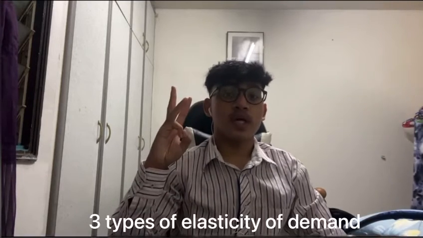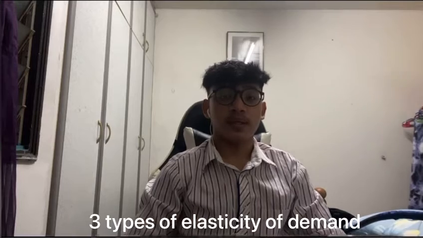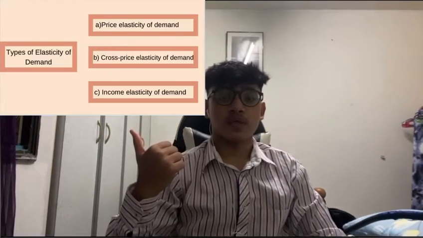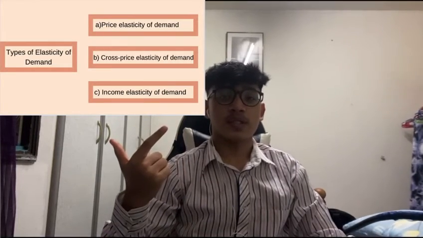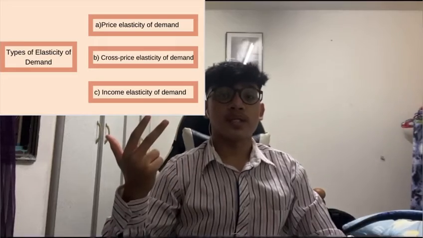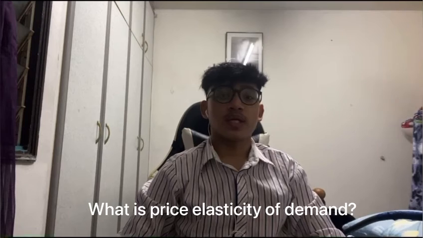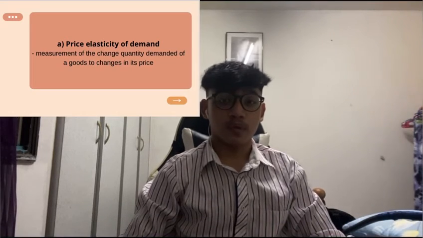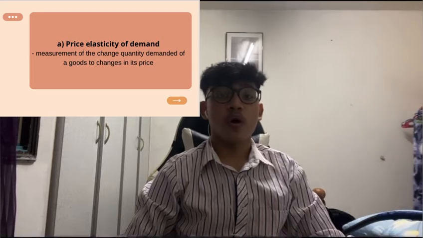There are 3 types of elasticity of demand. There is price elasticity of demand, cross price elasticity of demand, and income elasticity of demand. First of all, what is price elasticity of demand? Price elasticity of demand is the measurement of the change in quantity demanded of a product in response to changes in its price.